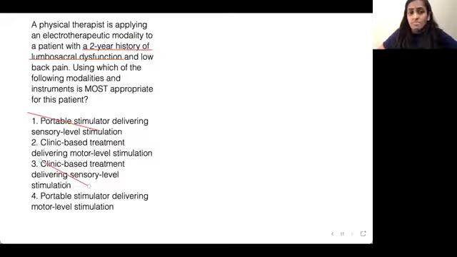Now when there's a patient with a 2-year history of lumbosacral dysfunction, low back pain, which is the most appropriate for this patient? When the patient comes to the clinic, do you prefer to give TENS at that time, or because it's chronic pain, you're going to first work with postural mechanics, all your mobilization and manipulation exercises, and just give them a portable TENS at home? What would you prefer?